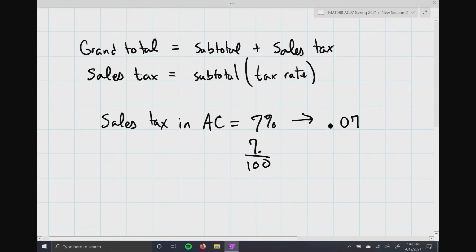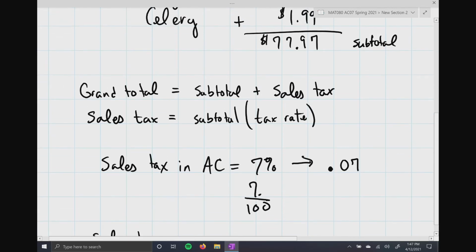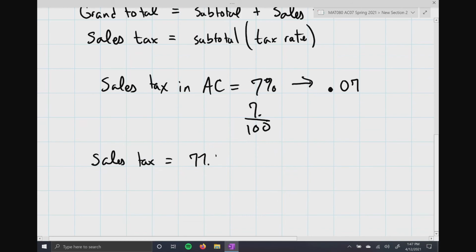All right, so our sales tax is going to equal $77.97 times 0.07. So I'm going to let you go ahead and multiply that.